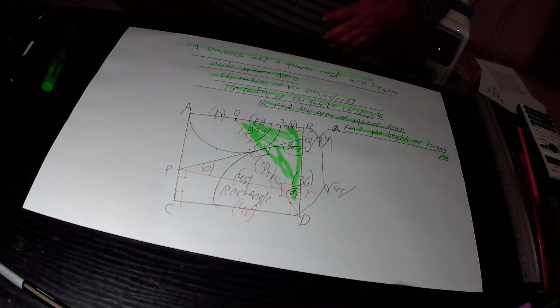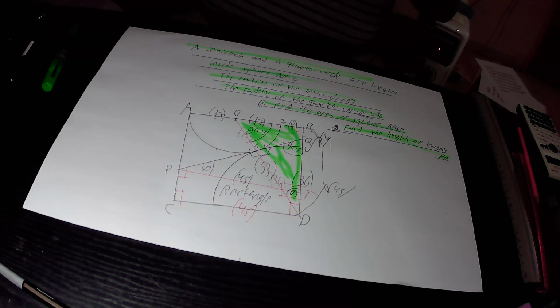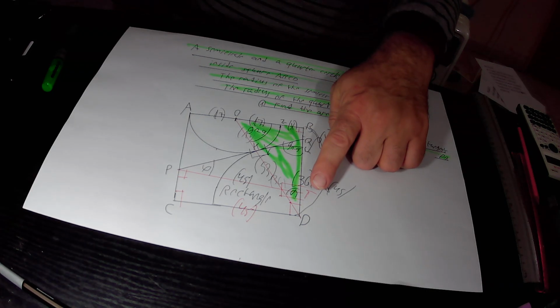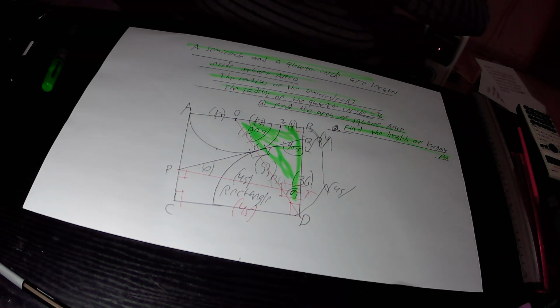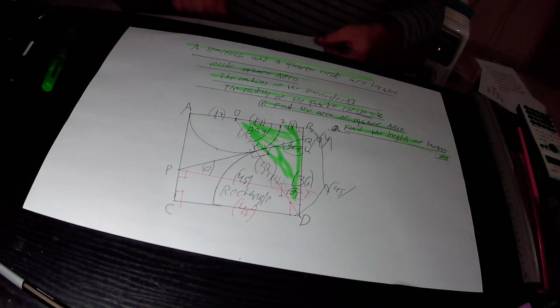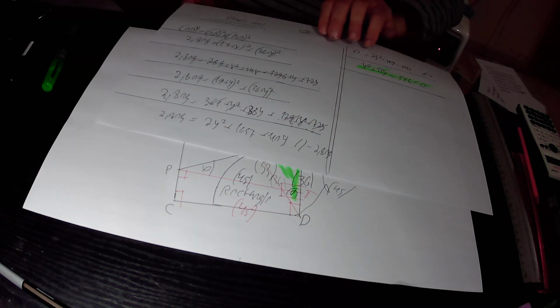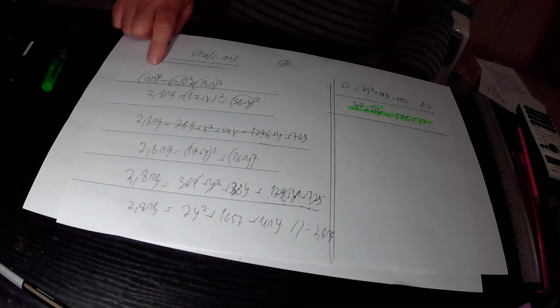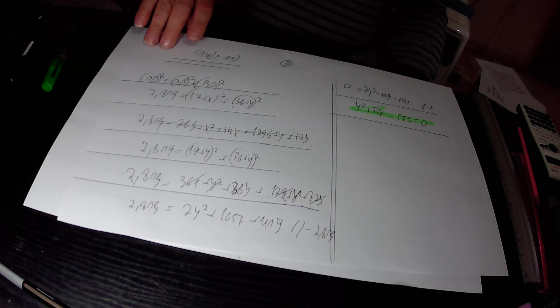The next step, we implement the Pythagoras theorem on this given right triangle OBD. According to the Pythagoras theorem, in a right triangle, the square of the hypotenuse equals the sum of the squares of the perpendiculars. That is to say, OD squared must be equal to OB squared plus BD squared.